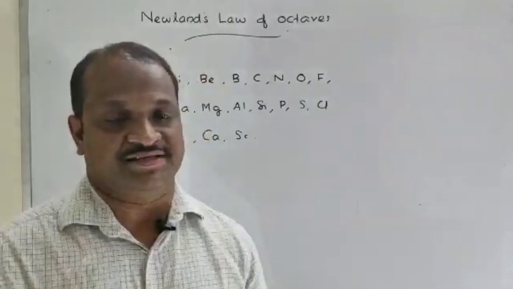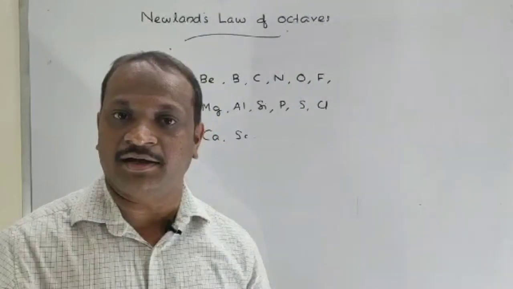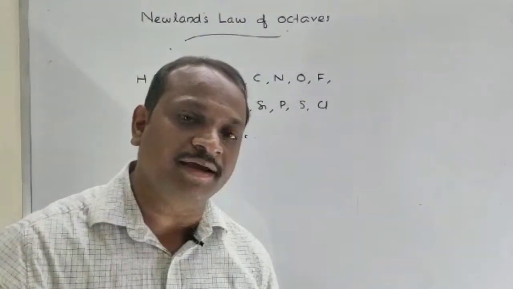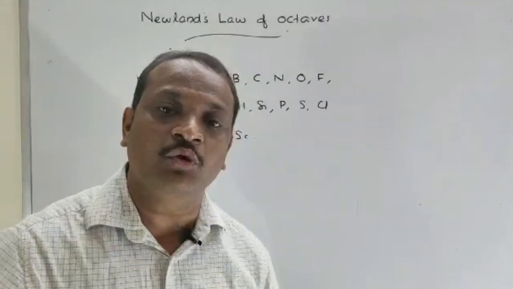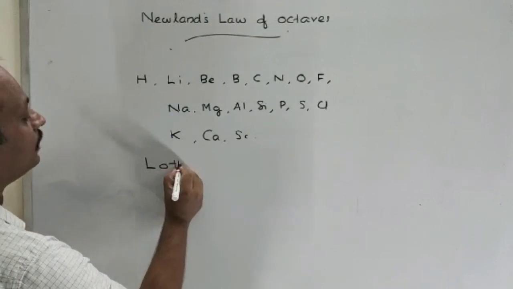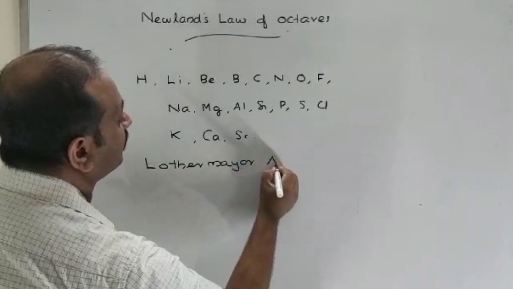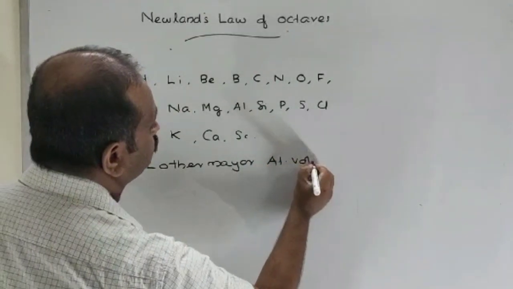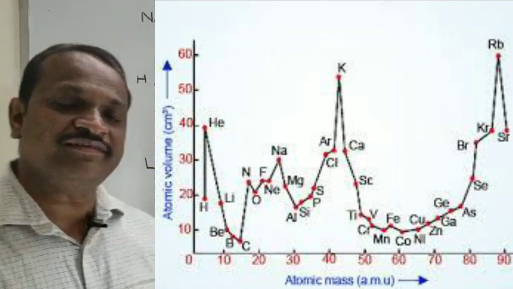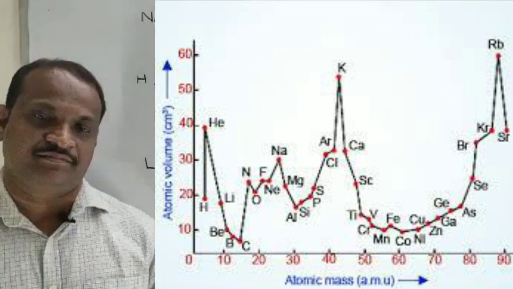And we have two more concepts. Actually, NCERT has just mentioned one concept, but we don't have much more to talk about it. That concept is called the Lothar Meyer atomic volume curve. What is the Lothar Meyer atomic volume curve? It's a curve like this.